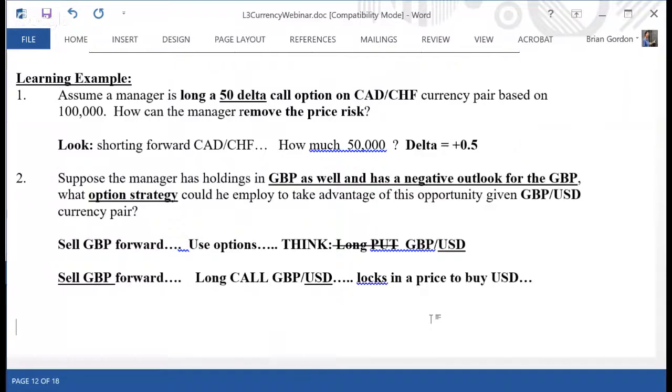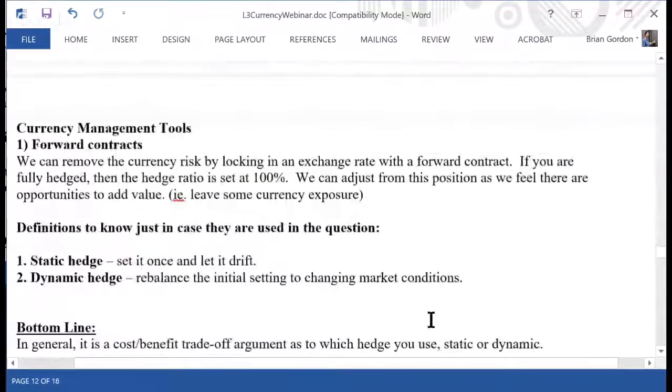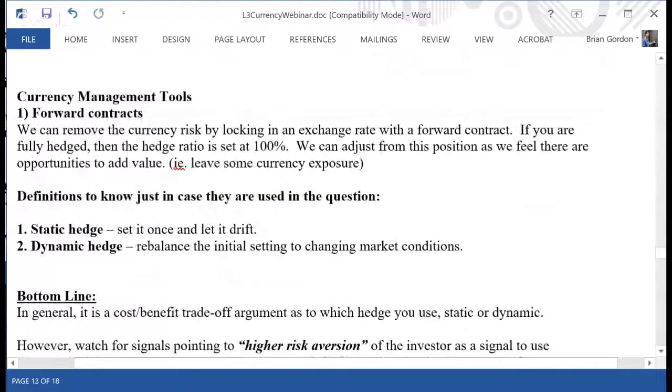So the learning outcome statements then want us to talk about forward contracts. They want us to talk about an FX swap, which we handled at the beginning, and how we can use that FX swap. And then they want us to jump into the trading strategies. So where does this take us? Well, just following through here, they want us to talk about these currency management tools.